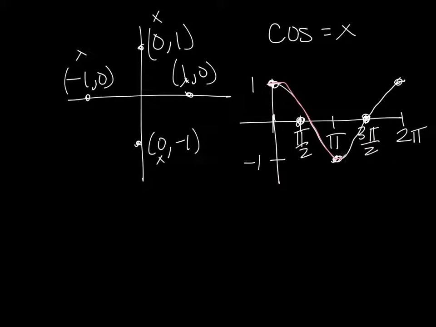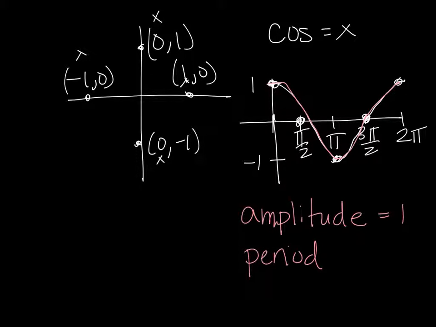Again, its amplitude, its height from the middle to the top, is equal to 1. And its period, meaning how wide it is, goes from 0 to 2 pi. So the period is 2 pi.